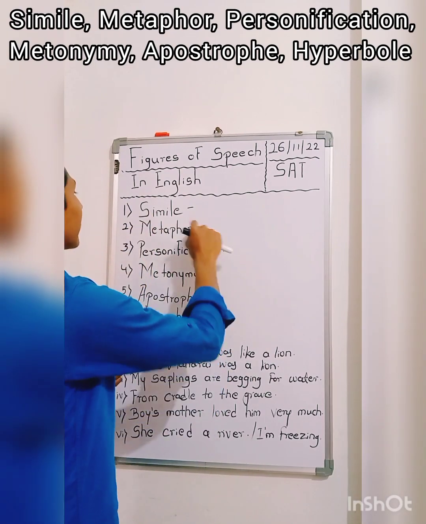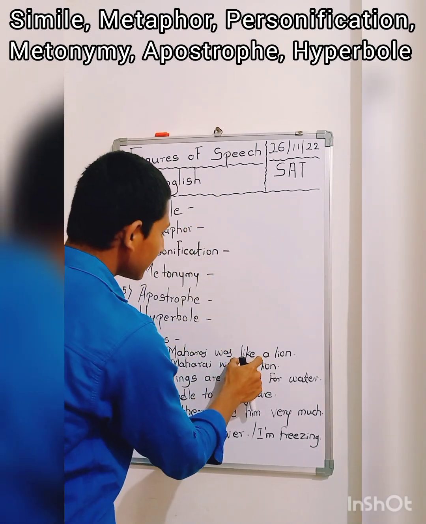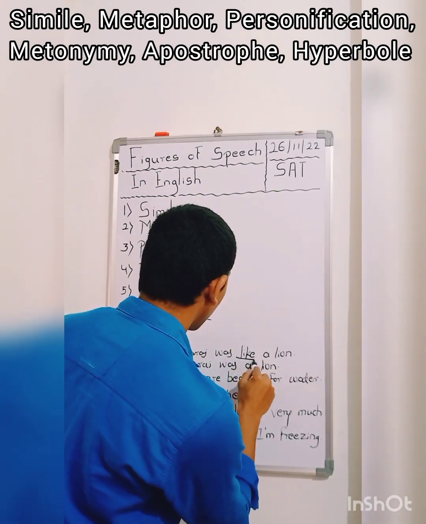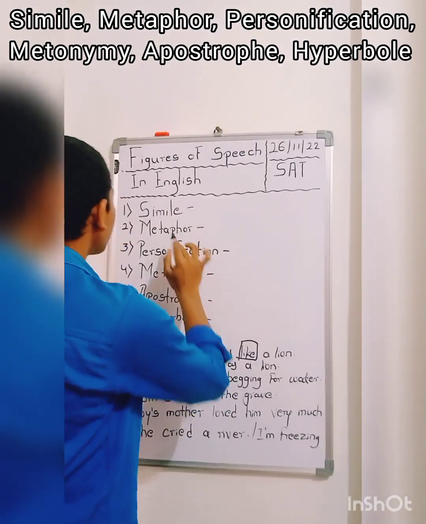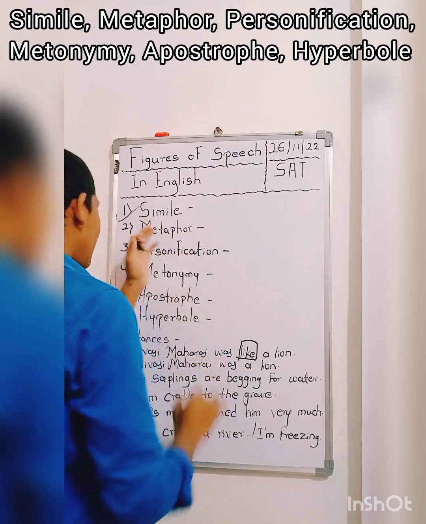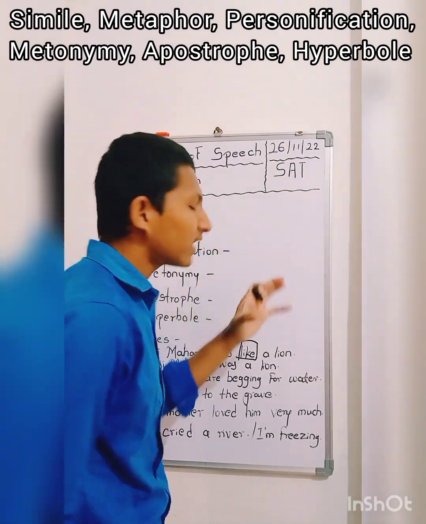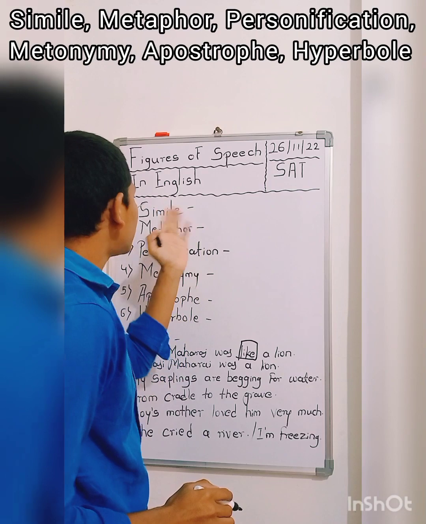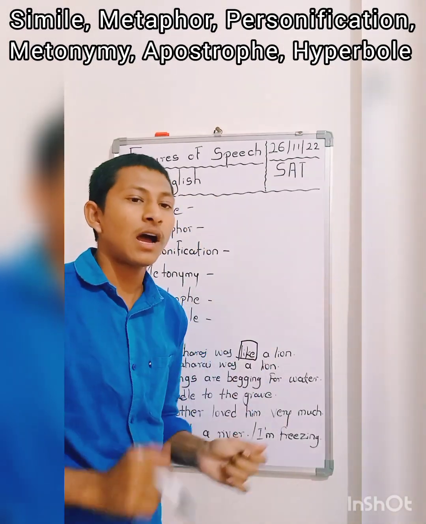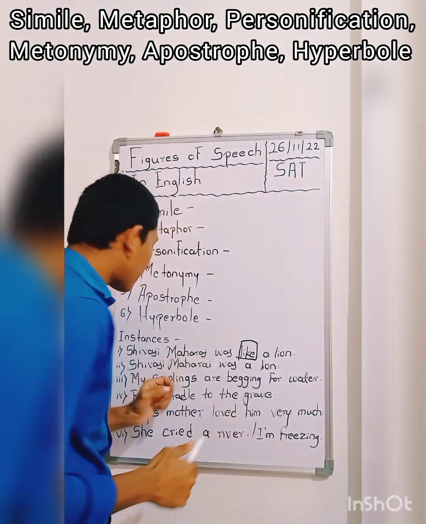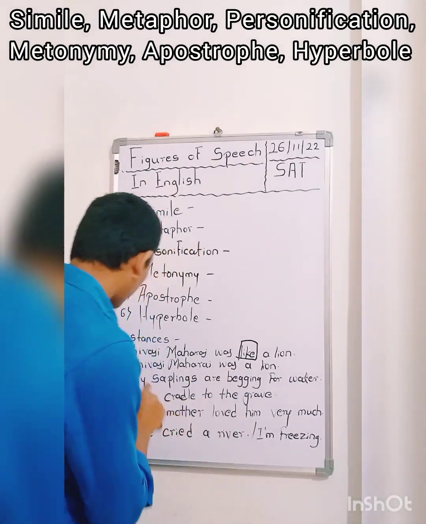This is a simile. Here I have added like, which is the connector I have already told you about. So this is the simile. And metaphor is also a figure of speech, but it is a little bit similar to the simile. How? I will give you an example.